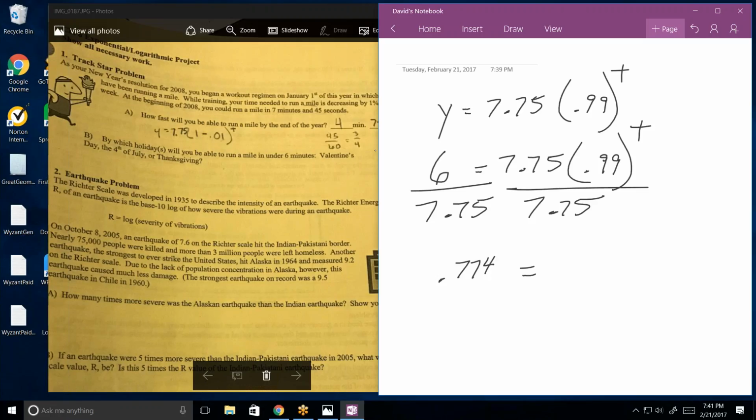0.774194. There's always a question as to how many decimal points you want to place on that. Now this becomes this. Now what's the next step?